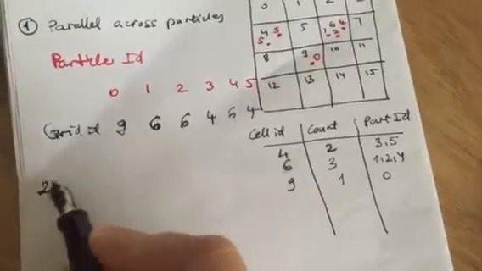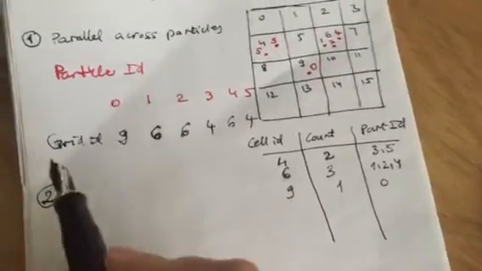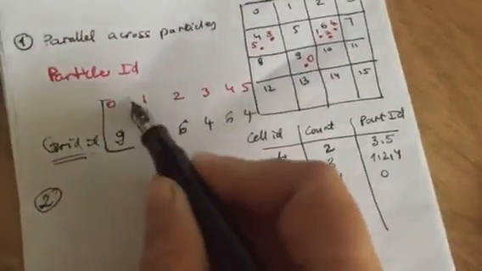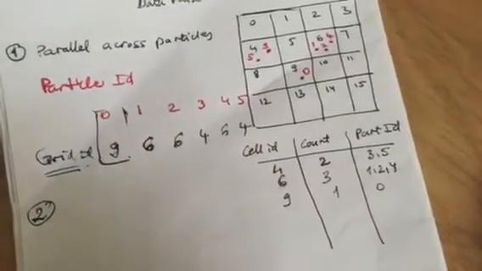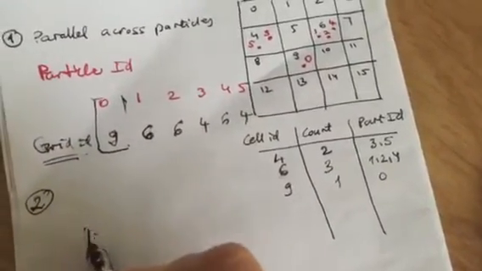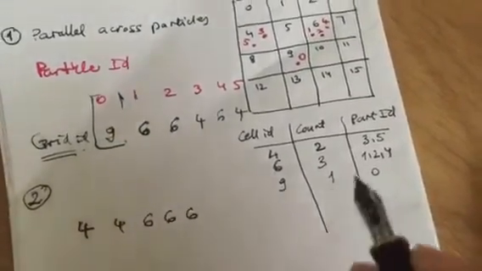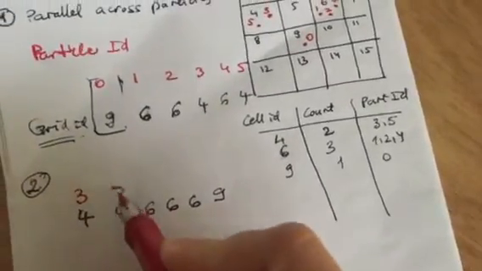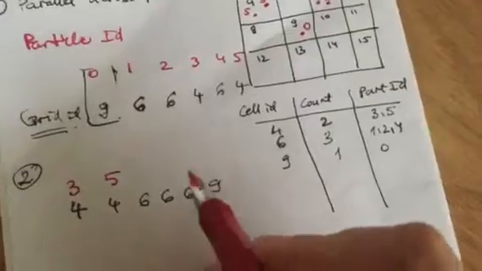In step 2, I'm going to sort this grid ID array, and once I do the sorting, I will also swap the particle indexes, basically just keeping these pairs together. So if I sort this, I'm going to have on the grid array 4, 4, 6, 6, 6, and 9, which corresponds in terms of the particle IDs to 3, 5, 1, 2, 4, and 0.